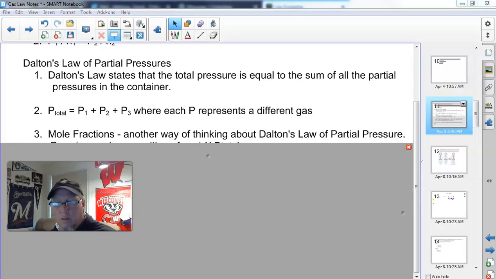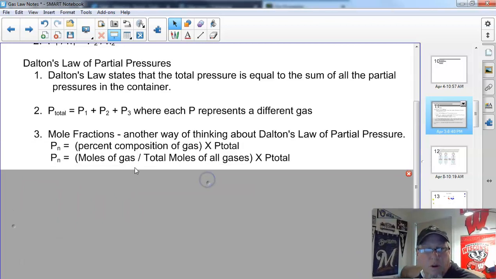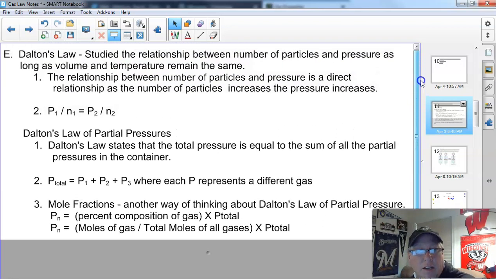We're talking about when you're doing mole fractions that you're going to end up in some way, shape, or form taking some percent composition of the gas times the total. Now, I kind of like saying it like this, and that's the way I'm going to show it to you as a formula. But right now, for notes, you should probably pause this video and make sure that you have this information down for notes.